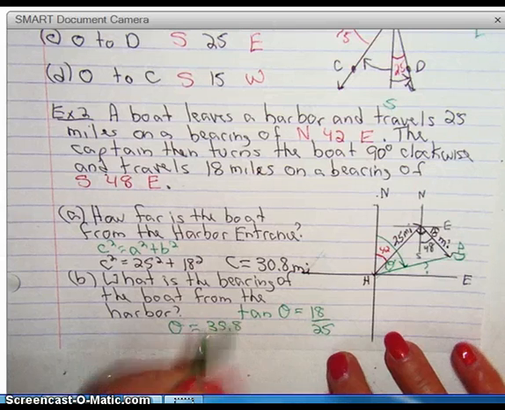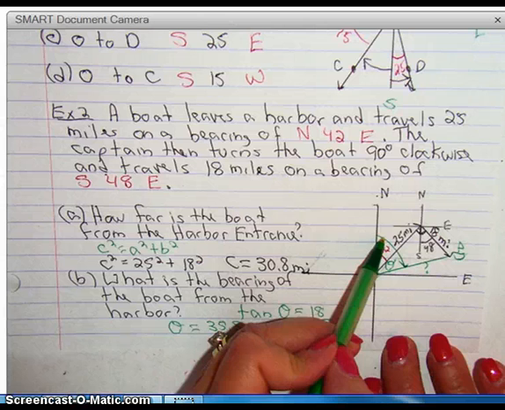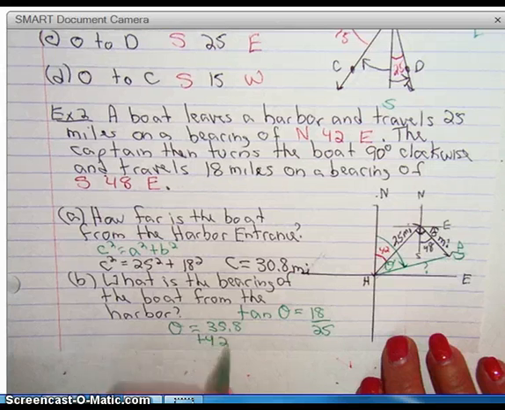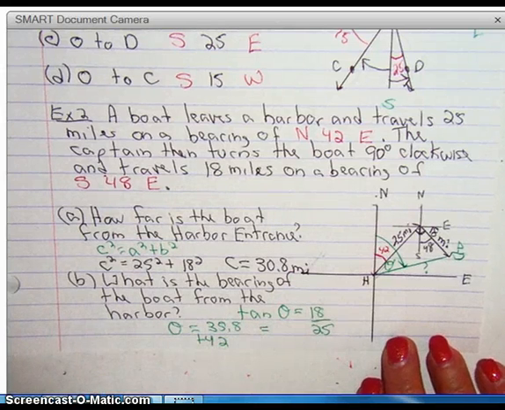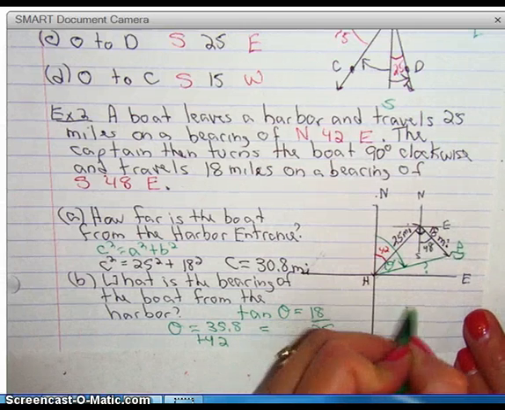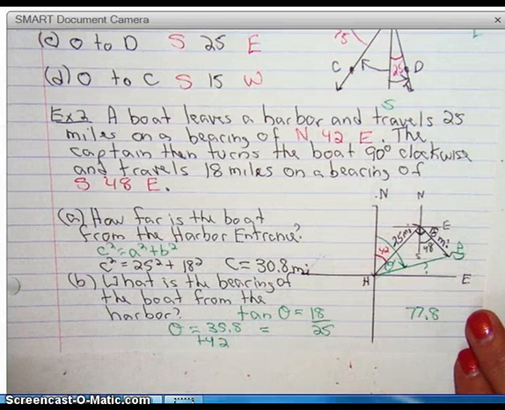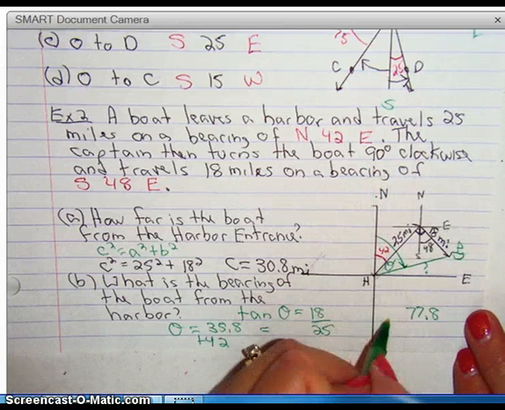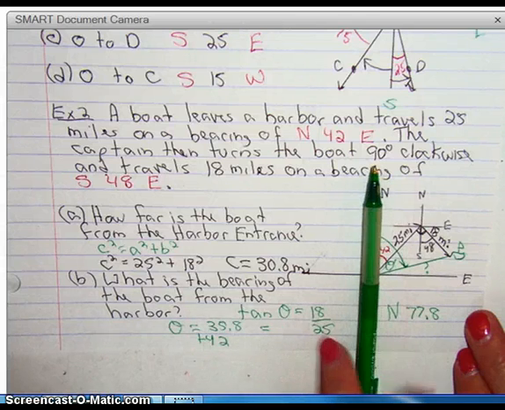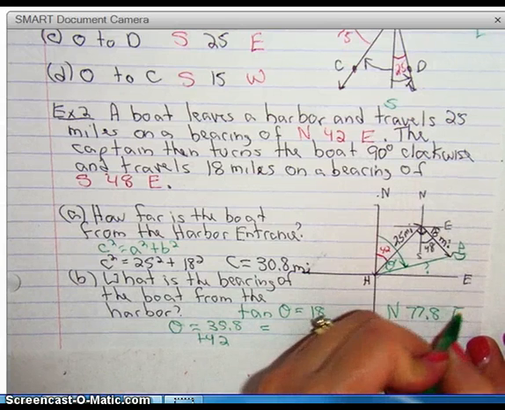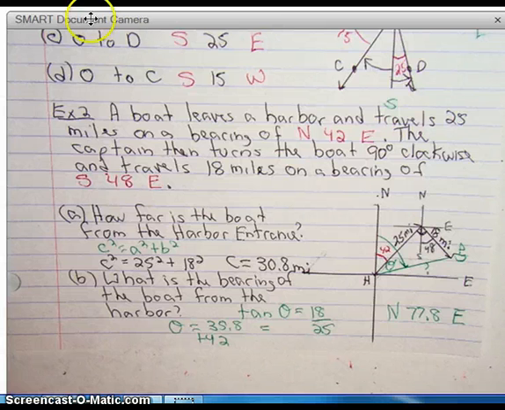So do inverse tangent. Give me nearest tenth for theta. 35.8. But then remember, this angle is 35.8, but we have to add on this whole thing. So 35.8 plus 42. 77.8. Is that okay? Now, you can't just write 77.8. Are we measuring from due north or due south? So north, from due north towards the east. All right. Aren't those fun?